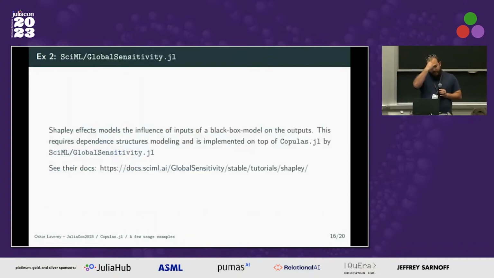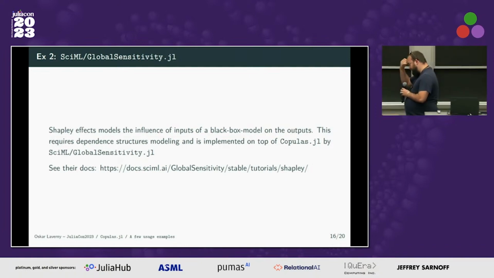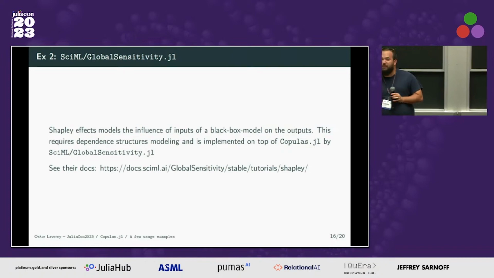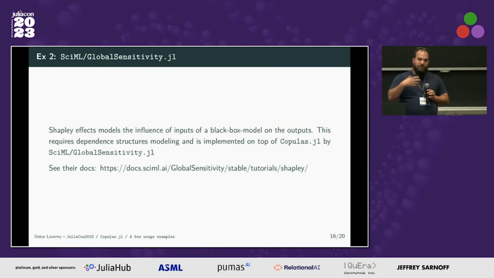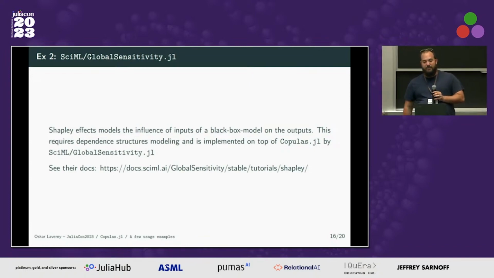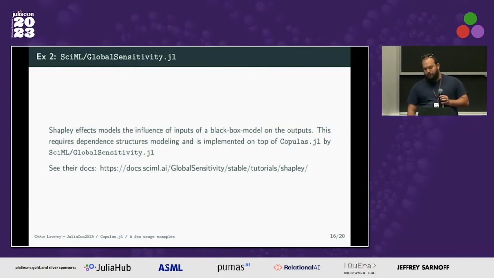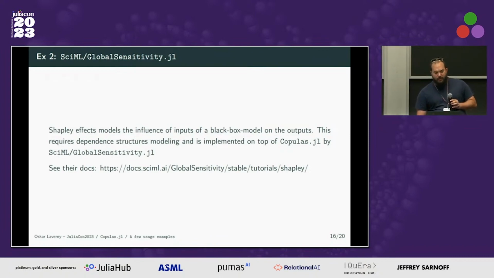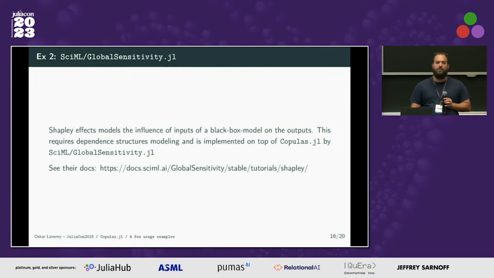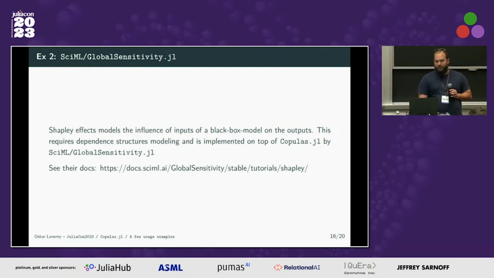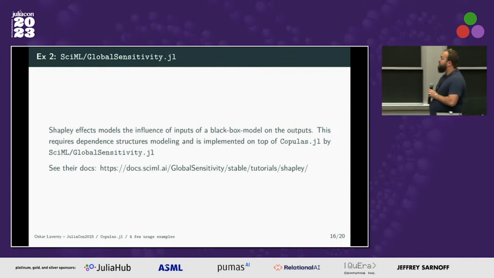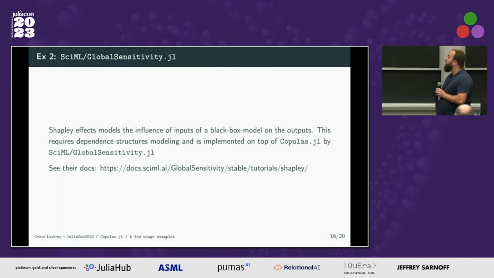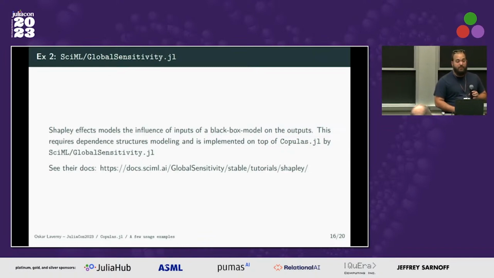Another example that I really like is called GlobalSensitivity.jl. It's not mine. It's just that those guys needed to implement some things called Shapley effects, which are a way to model the influence of the inputs of a black box model onto the output of this model, a little better than what Sobol effect might do. Sobol effect is the Gaussian version, and Shapley effects are the version with a dependent structure. And so they just hooked into Copulas.jl and implemented their stuff. And if you look at the documentation, I did not put the code on the screen because it's a little long, but it's actually a pretty nice piece of code.